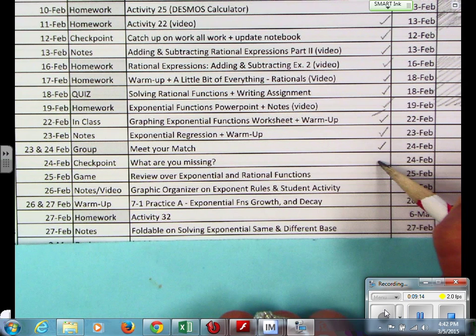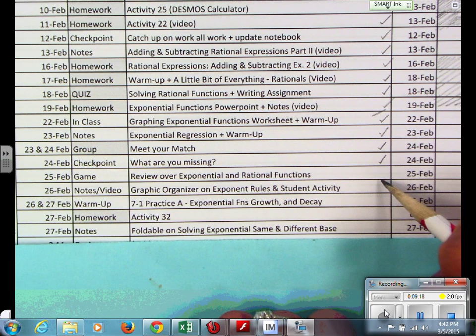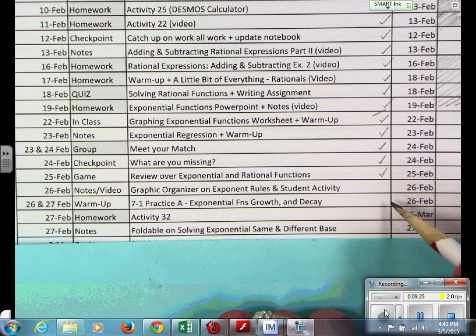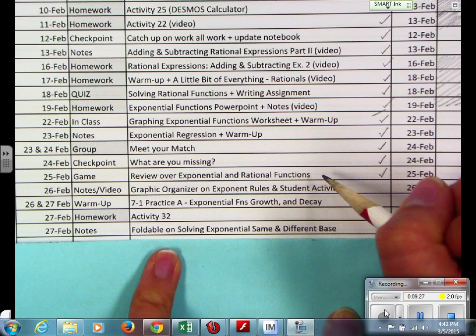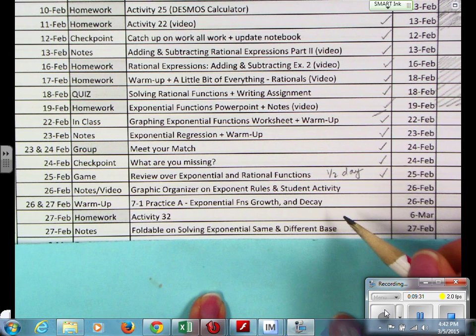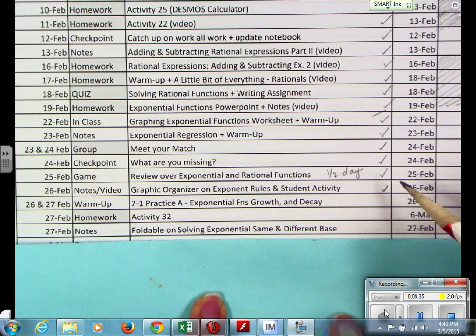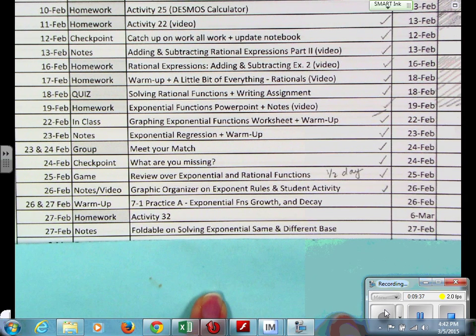We did a checkpoint to see how you were doing, what were you missing. We talked about your grades, we reviewed certain things, and I gave you some time to work on that. Then we reviewed exponential and rational functions on the half day. That was a half day, and the morning classes played a game. We also had a graphic organizer on exponent rules on February 26th. There was a video online about it.